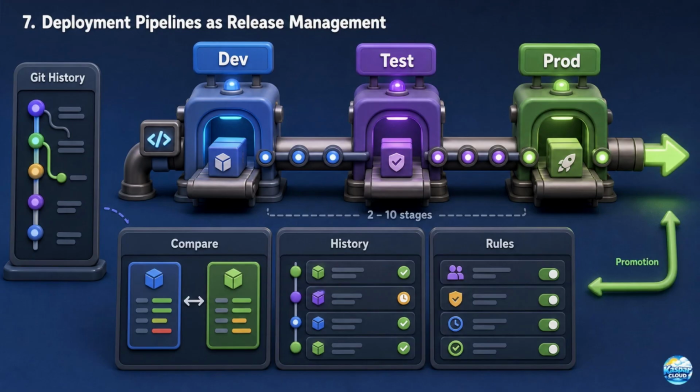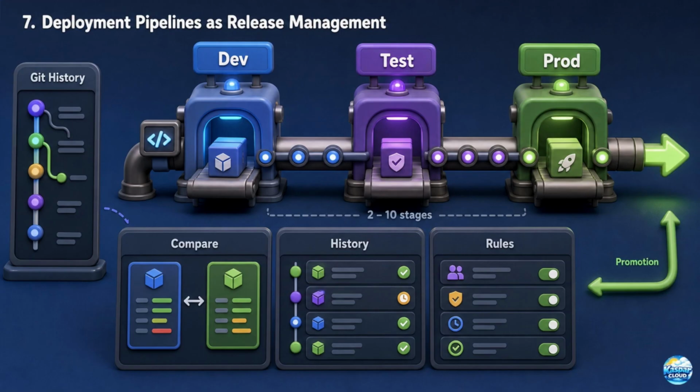A deployment pipeline can contain between 2 and 10 stages, with the most common model using development, test, and production environments. Content is developed in one stage, validated in the next, and released to production when ready. Deployment pipelines help teams compare stages, review deployment history, apply deployment rules, and promote content through a consistent release process. They are especially useful when organizations want structured stage-by-stage governance directly inside Fabric.